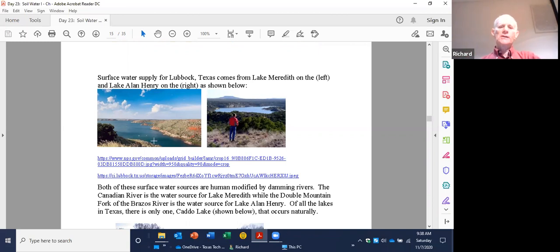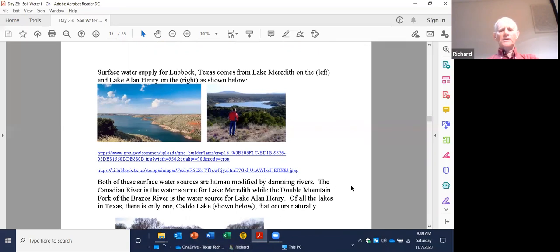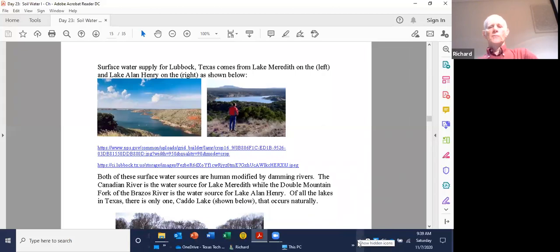So here is Lake Meredith and here is Lake Allen Henry. Both of these surface water resources are human modified by damming rivers. The Canadian River is the water source for Lake Meredith, while the Double Mountain Fork of the Brazos River is the water source for Lake Allen Henry.